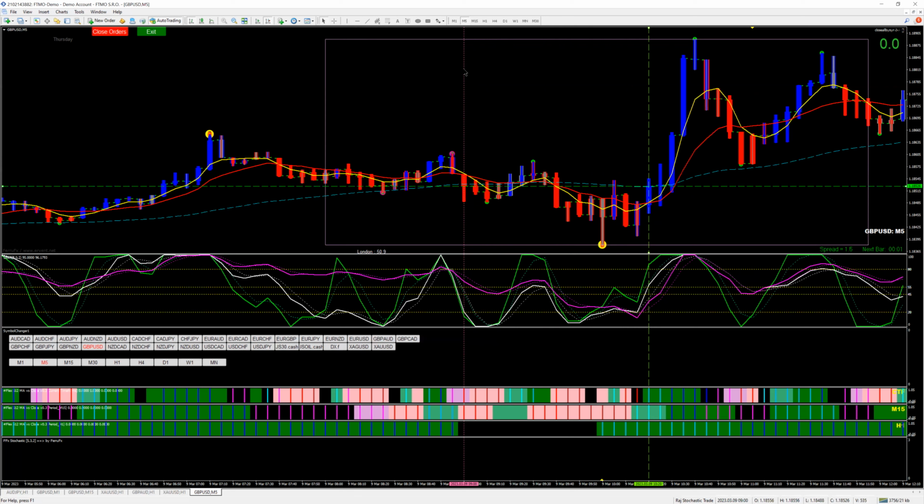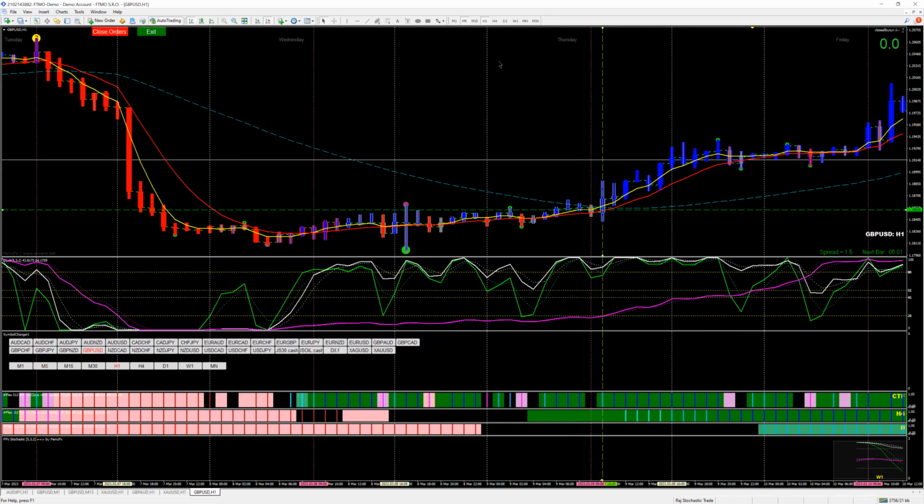And we go back to the H1. Now we have our entry. And where's our stop loss? Stop loss is over here, which is 27 pips away. And the exit is here, where the current time frame basically turns red. So that will give us how many pips? 56 pips.